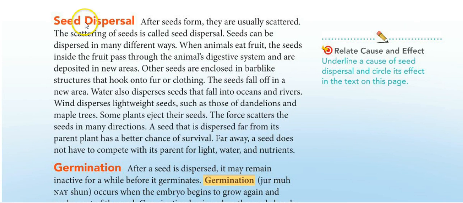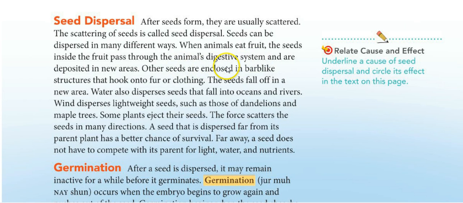Once seeds form on a plant, they need to be dispersed so that they can grow. Dispersed means to be scattered somewhere. Seeds can be dispersed in many different ways. Sometimes an animal will eat the fruit. The seeds inside the fruit will pass through the animal's digestive system. Wherever the seeds land, you might get a new plant growing there.